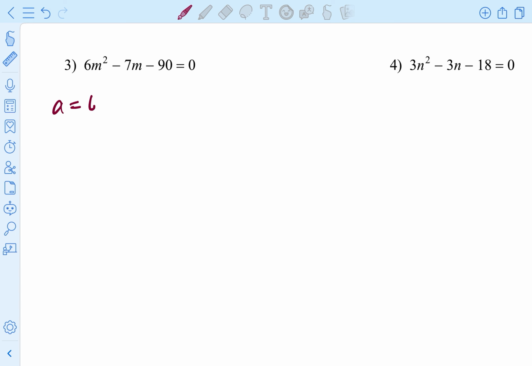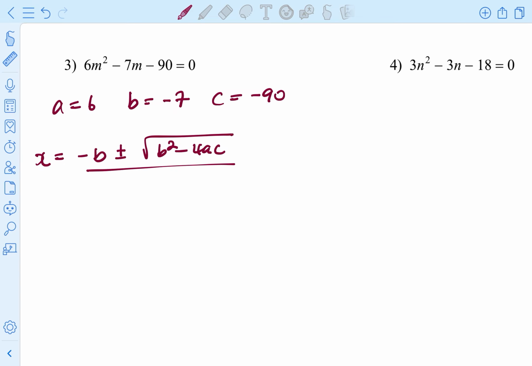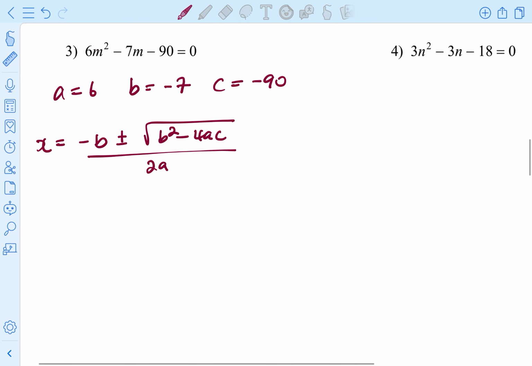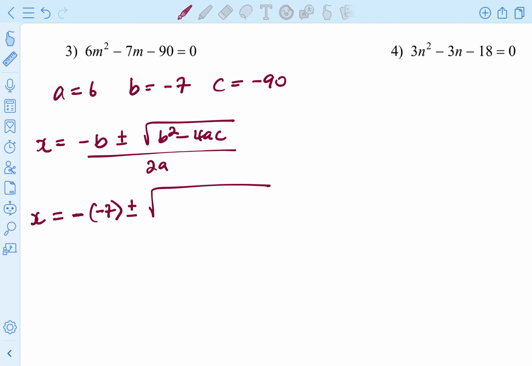So, A is equal to 6, B is equal to -7, C is equal to -90, right? x is equal to -b plus or minus the square root of b squared minus 4ac, all over 2a. Now, this one is important because we have a negative, and then b is -7. That's something you need to pay attention to. Make sure that you're substituting properly.